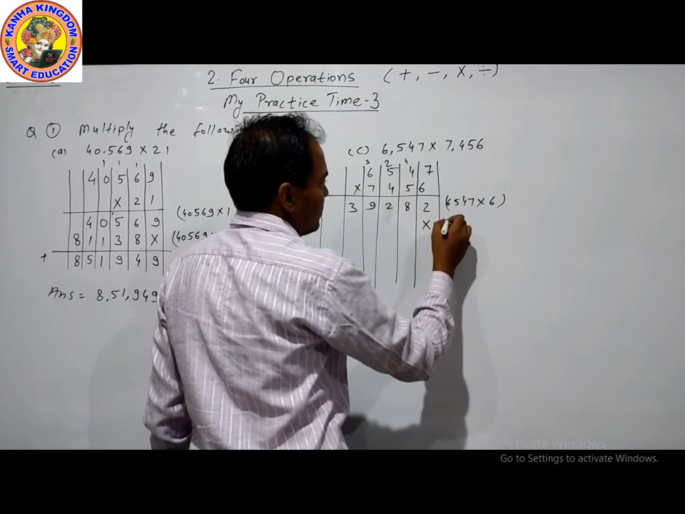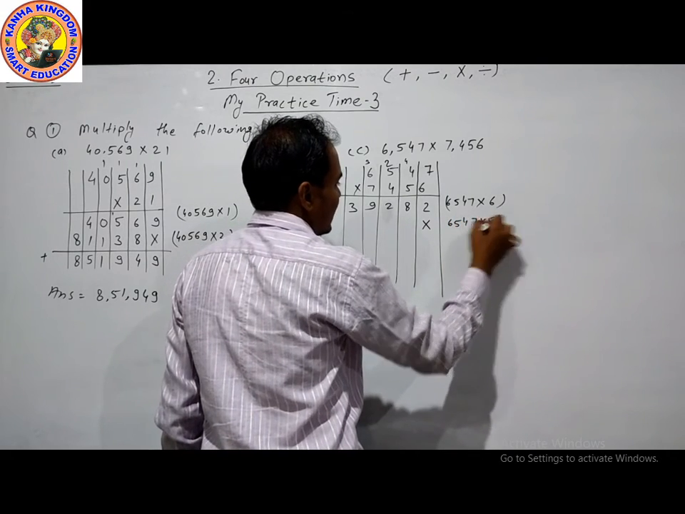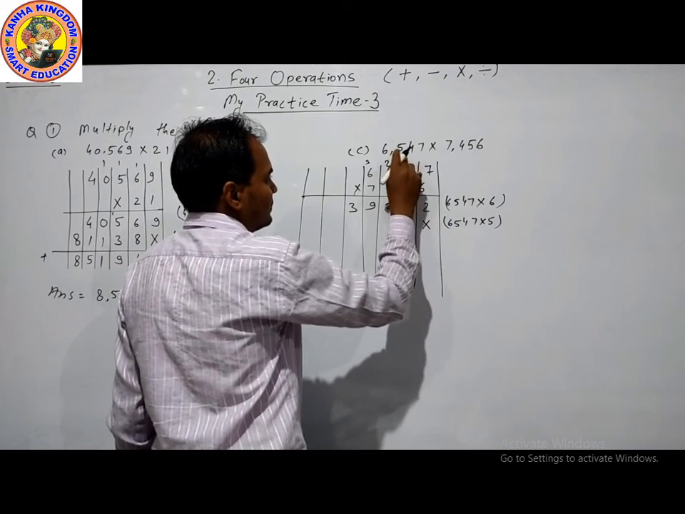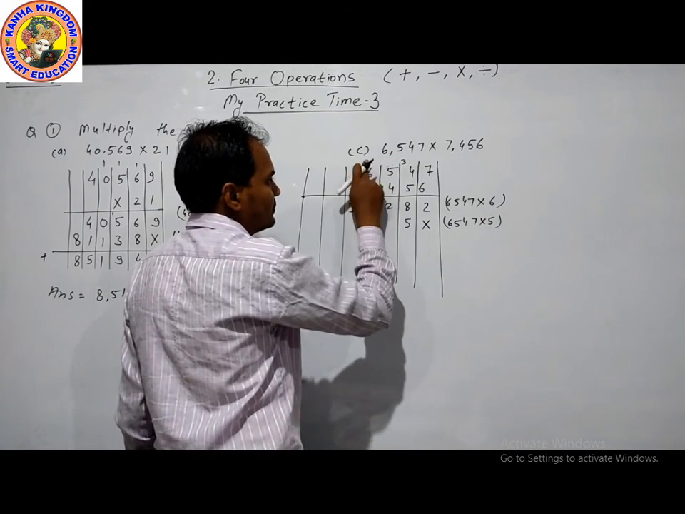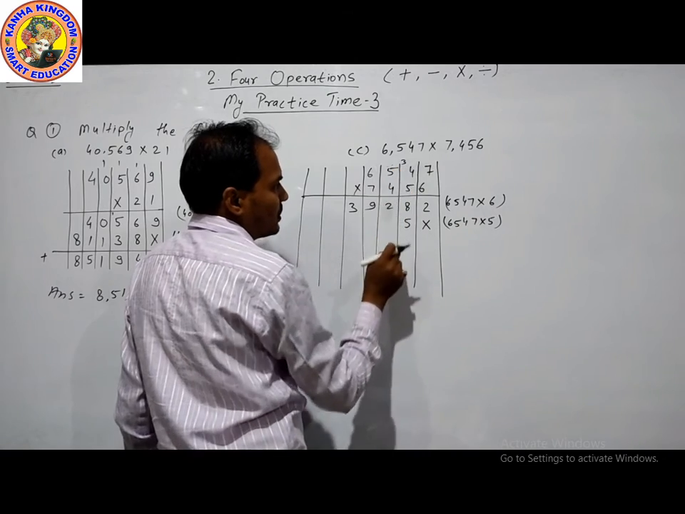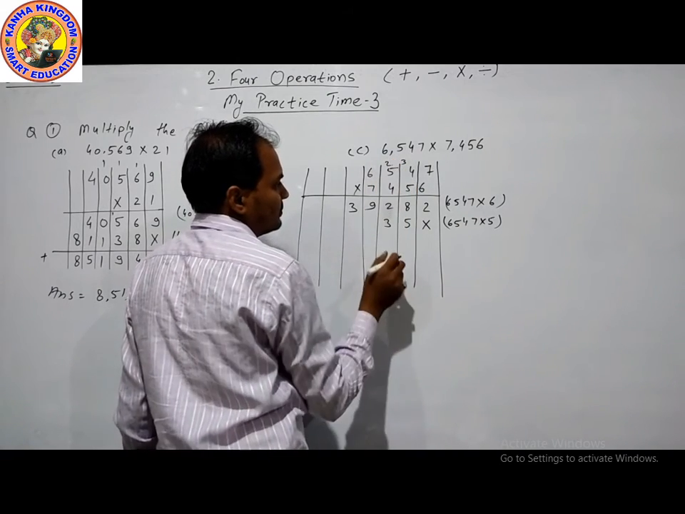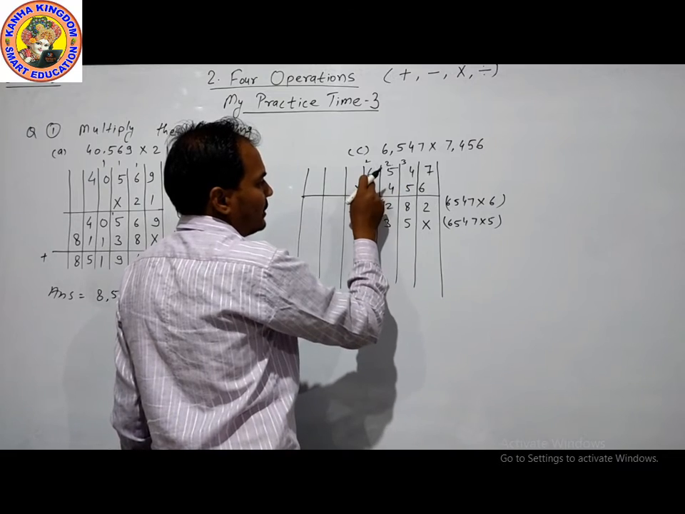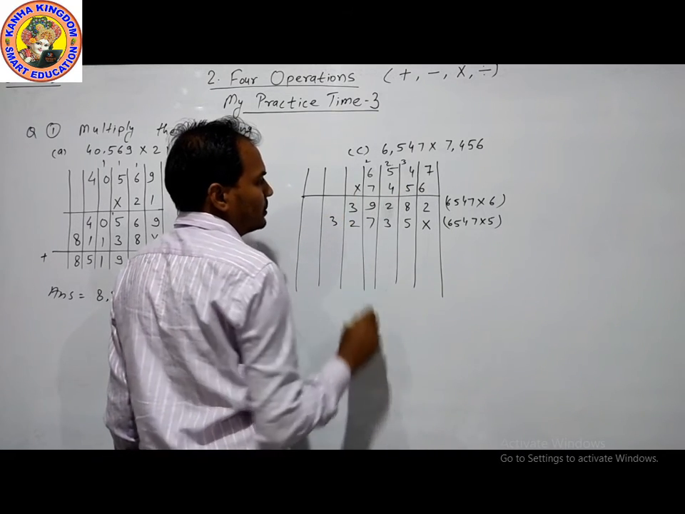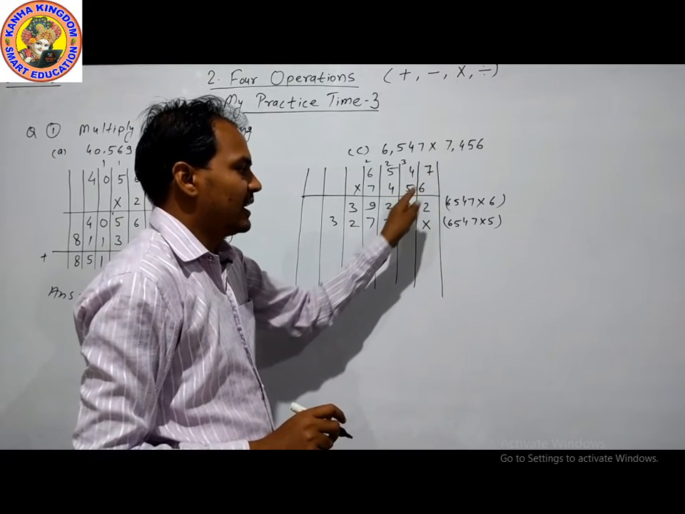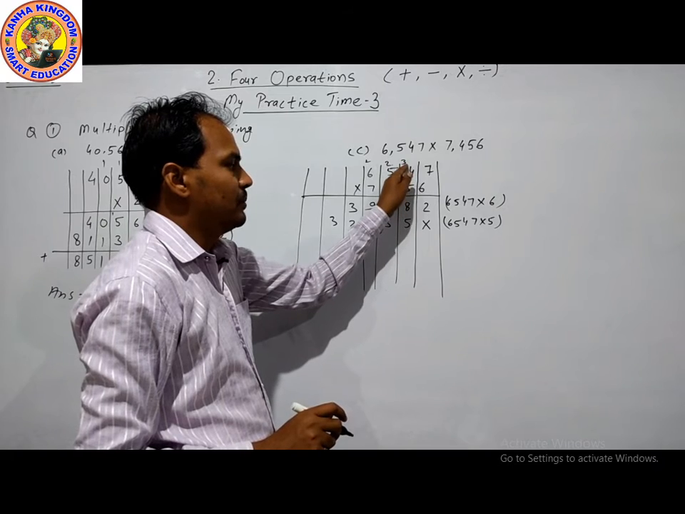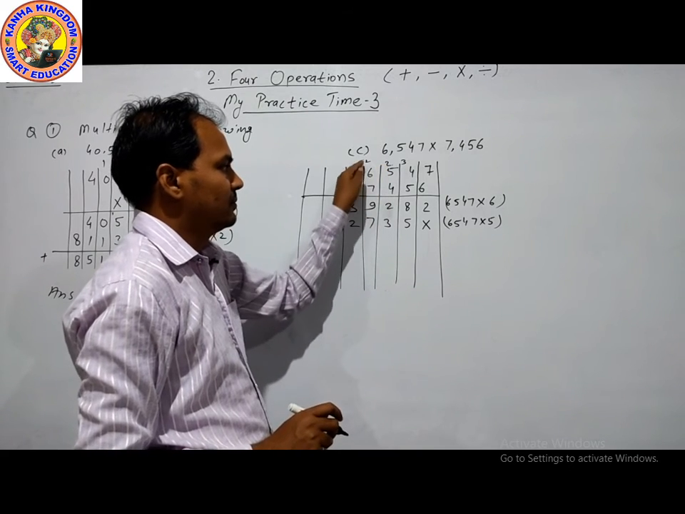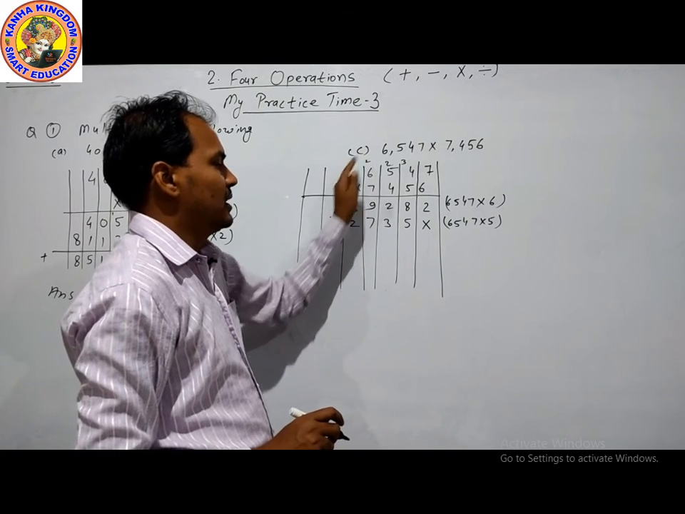The first digit we will leave blank and the number is multiplied by 5. 5 into 7, 35. 5 into 4, 20 plus 3, 23. 5 into 5, 25 plus 2, 27. 5 into 6, 30 plus 2, 32.